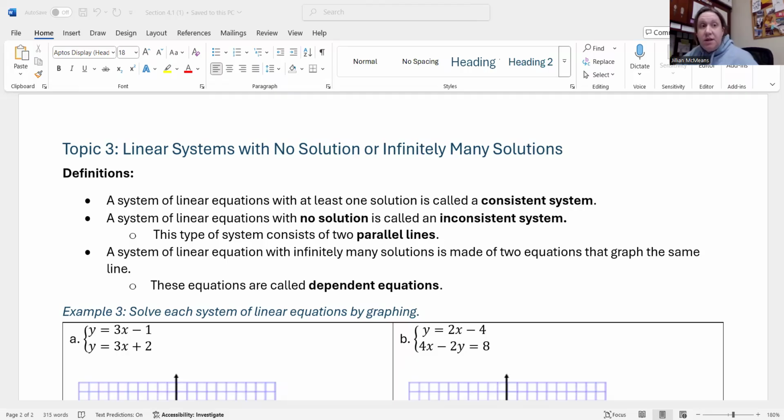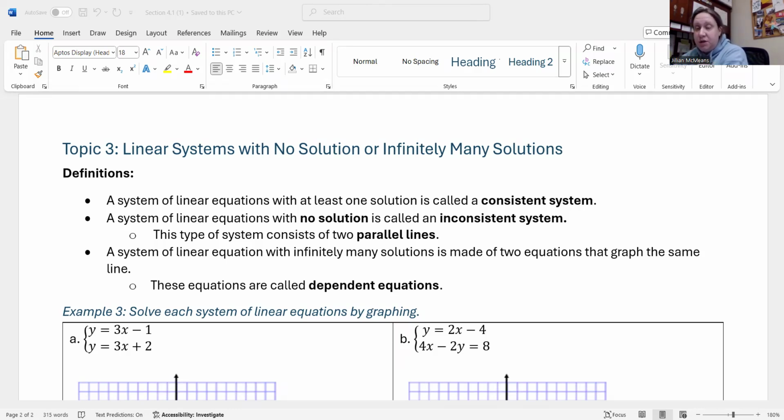Last up for this worksheet is topic 3, where we're going to talk about solving systems of linear equations where you have no solution or infinitely many solutions. So we do have some definitions that we need to go over. The first is a system of linear equations with at least one solution is called a consistent system.